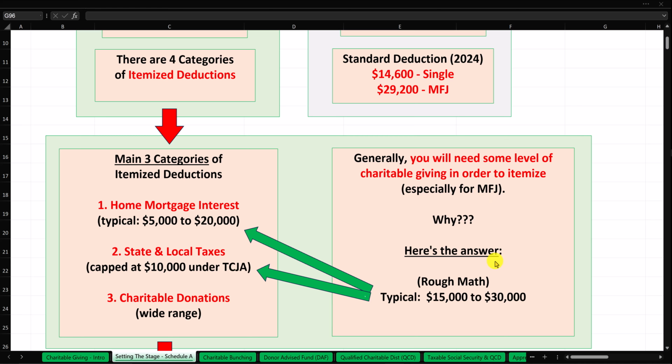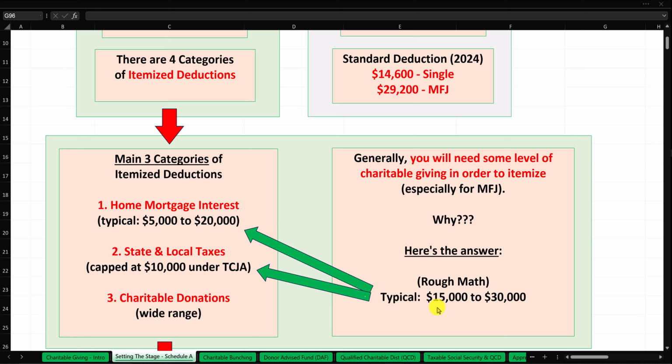Well, here's the answer. Let's do a little bit of rough math. So if we go back over here to our typical numbers for your average American, $5,000 to $20,000 of mortgage interest, plus let's say up to $10,000, which again is the cap for state and local taxes under the Tax Cuts and Jobs Act, then rough math over here would tell us that your typical married couple is going to have somewhere between $15,000 and $30,000 of deductions specifically related to these two items right here.